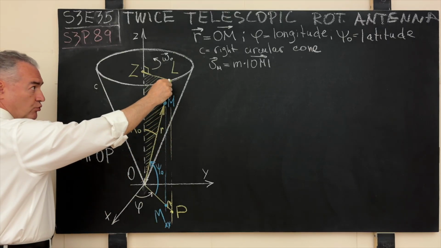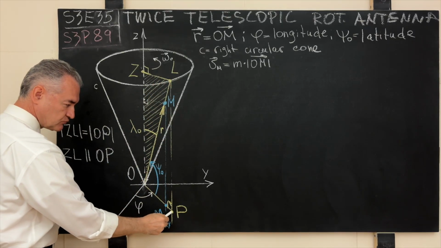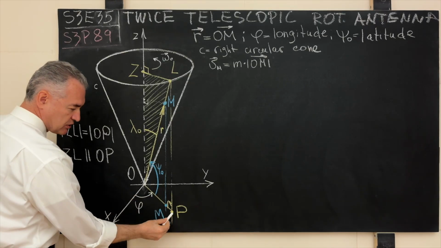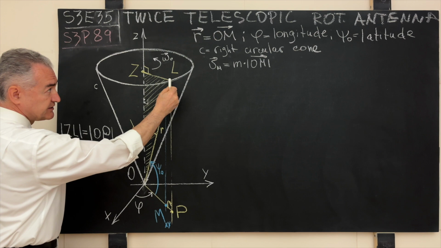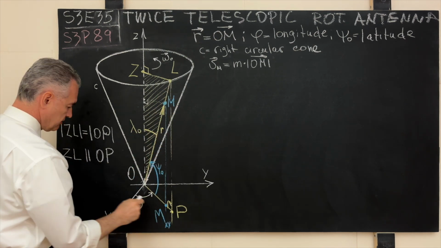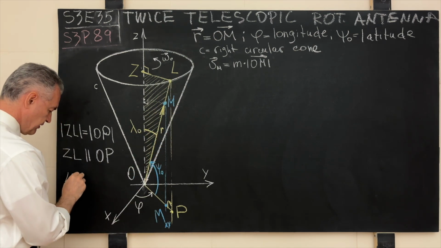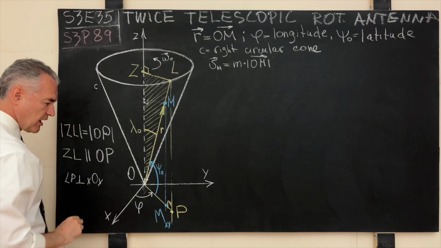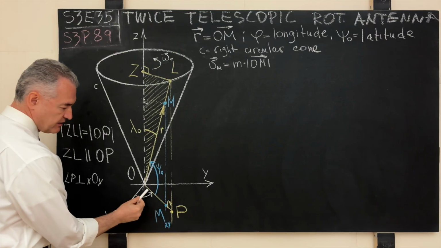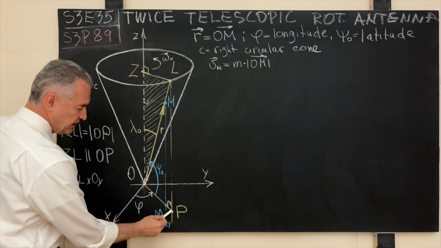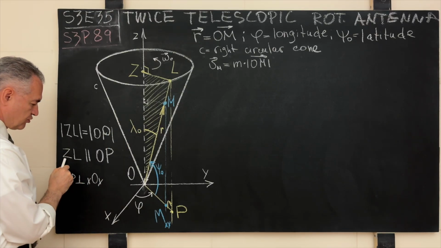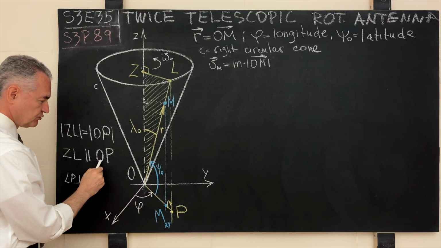If we project that point L orthogonally onto the underlying plane XOY, we will obtain the point P, so that the line segment LP will be orthogonal to the plane XOY at any time. And then the line segment OP will be parallel to the line segment ZL. This is what I captured over here. ZL is parallel to OP.